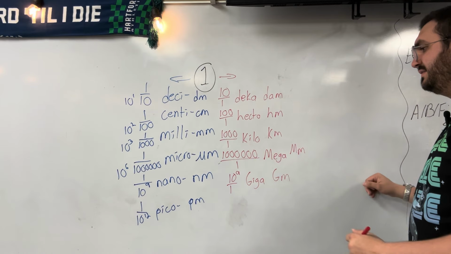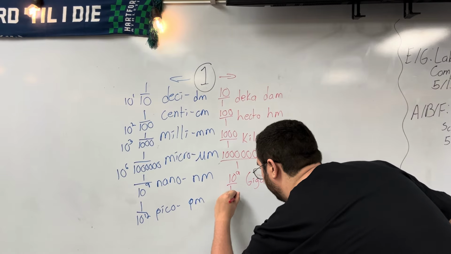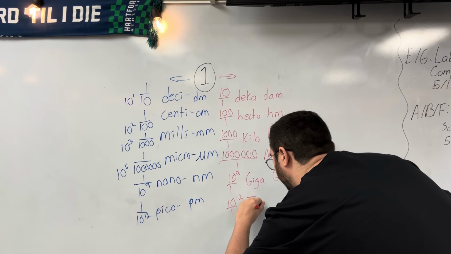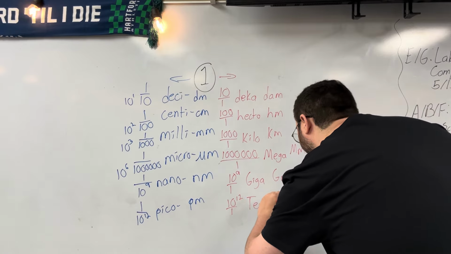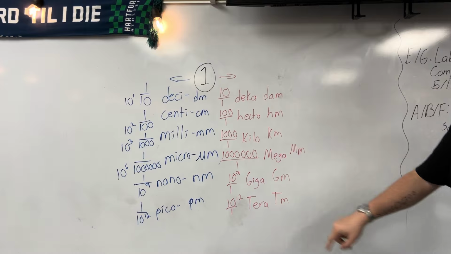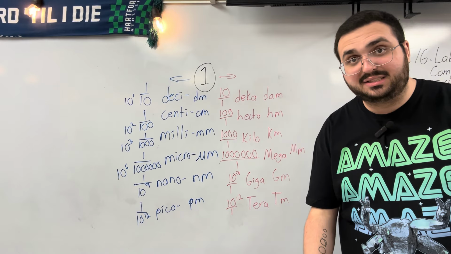And then finally we have tera, which is 1 trillion, or 10 to the 12, of our base unit. We represent that with a capital T. So a terameter would be capital T lowercase m. You've probably heard this more in digital storage via terabytes.